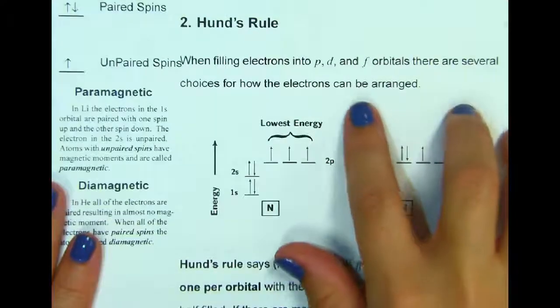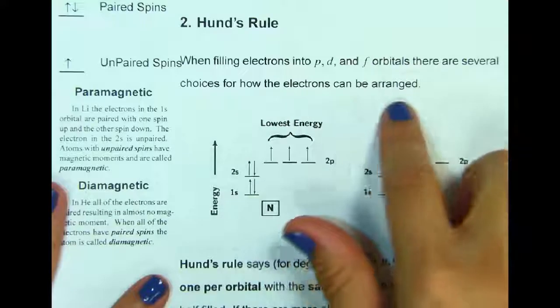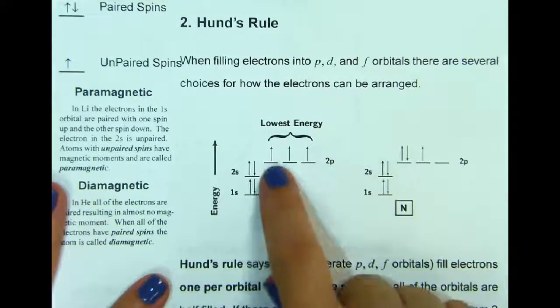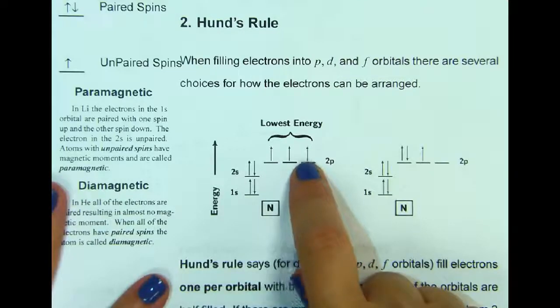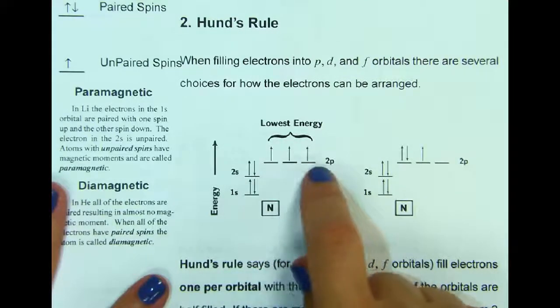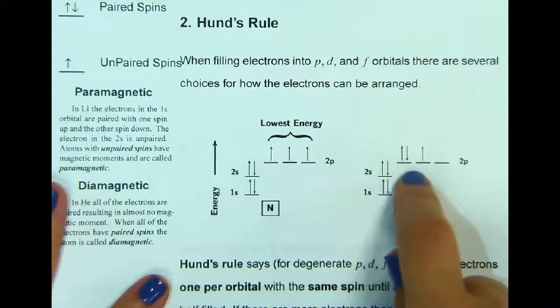Hund's rule. When filling electrons into p, d, and f orbitals, there are several choices for how the electrons can be arranged. Since these orbitals are of equal energy to one another, you're going to place electrons one at a time in each orbital before pairing them up with the opposite spin. So this would be a violation of Hund's rule.